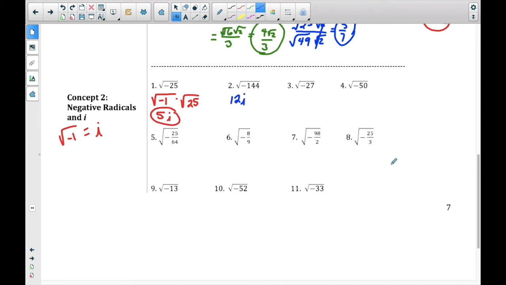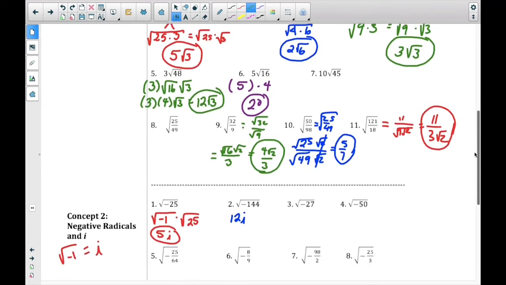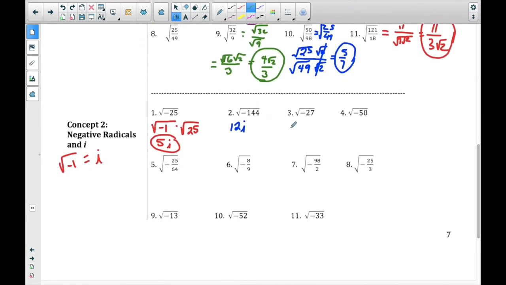The answer on number 2 is 12i, because the square root of 144 is 12, but it's negative, so we need an i. Now, when we simplify, we're going to do a similar pattern. That is, if it was just a 27, I did that a second ago up here. Square root of 27 was 3 radical 3. However, this needs an i with it. So I'm going to say it's 3i radical 3. Notice there's no negative in my answers. It's imaginary, but it's not negative. Those are two different concepts.